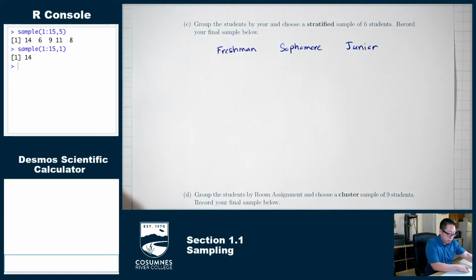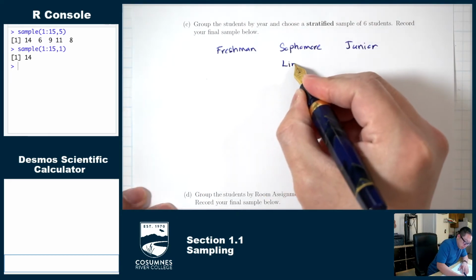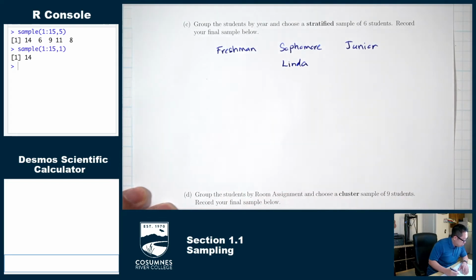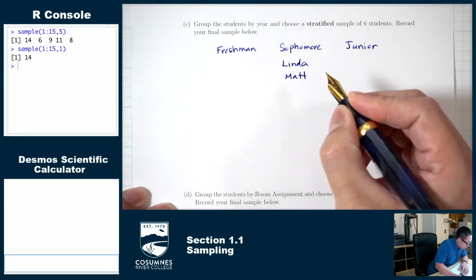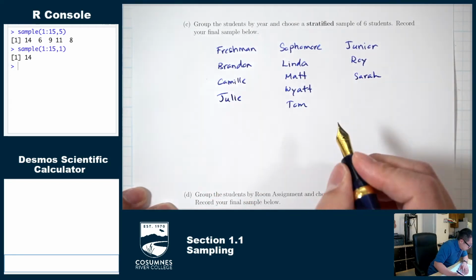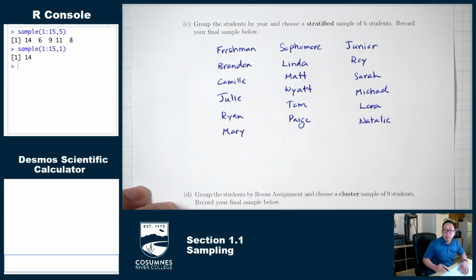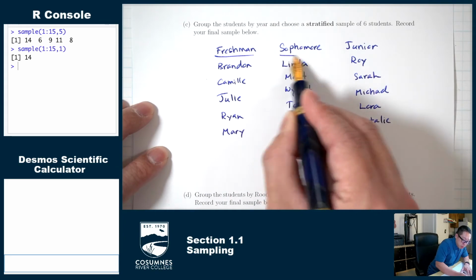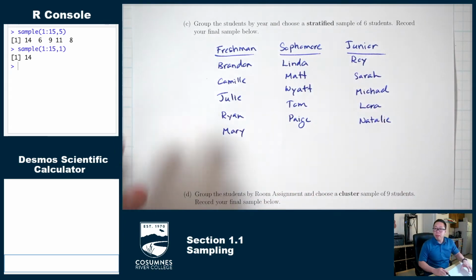And I'm going to group them here. Linda is a sophomore. Matt is a sophomore. Okay, so I broke up my population into freshmen, sophomore, and juniors.